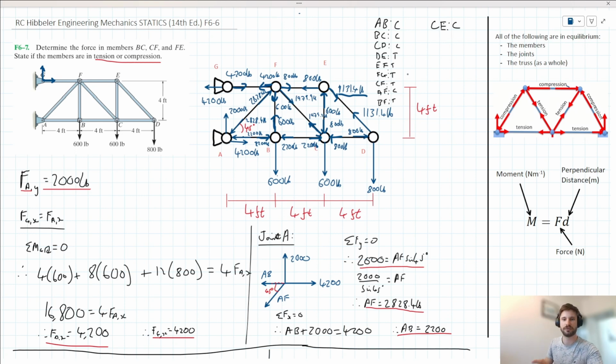Okay, so that's the problem. I quite like that problem, even though it's quite long.